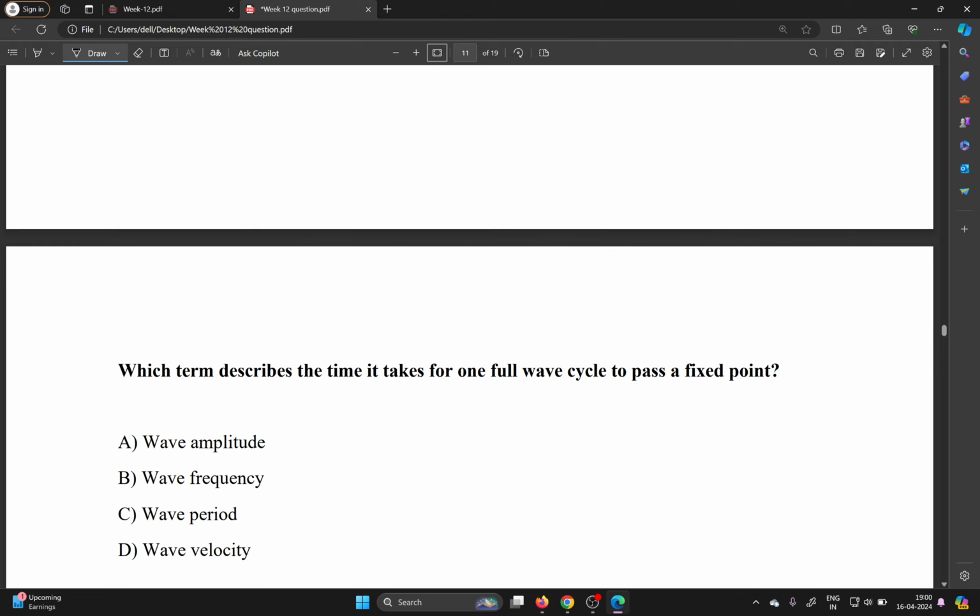Now moving ahead to the next question, which term describes the time it takes for one full wave cycle to pass a fixed point?